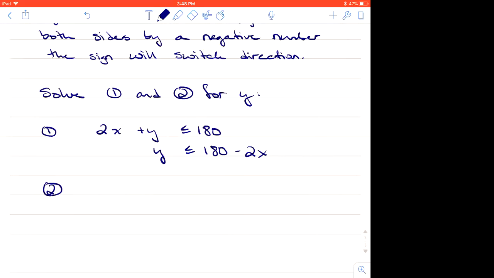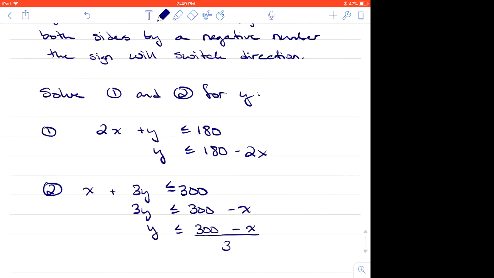Now let's solve for y in our second equation. Our second equation was x plus 3y is less than or equal to 300. Solving for y, we have to subtract x from both sides. So that puts us at 3y is less than or equal to 300 minus x. And then we're dividing both sides by 3, so we get y is less than or equal to 300 minus x over 3. No, we don't switch the sign because we were dividing by a positive number. But if we had to divide by -3, then yes, you would switch it.